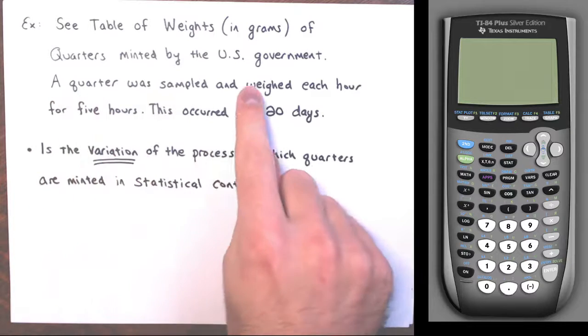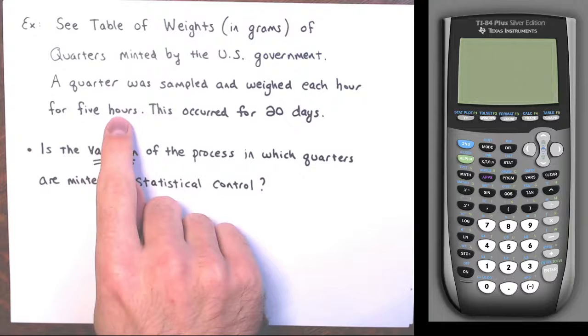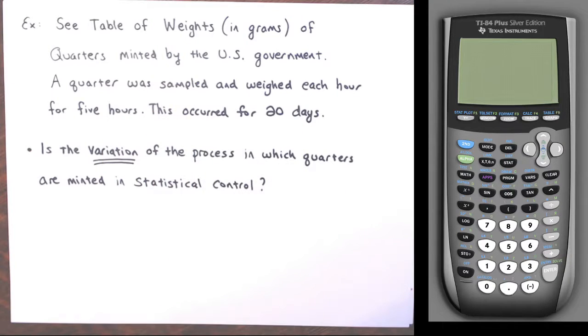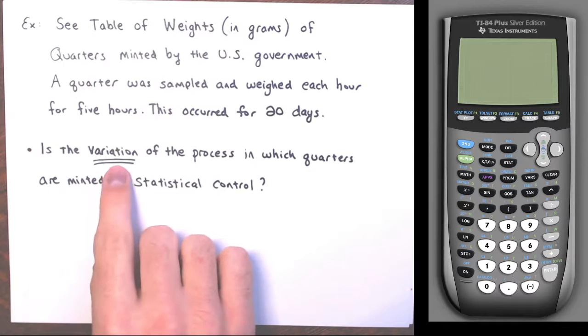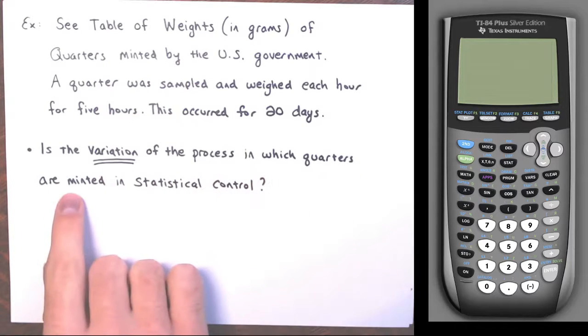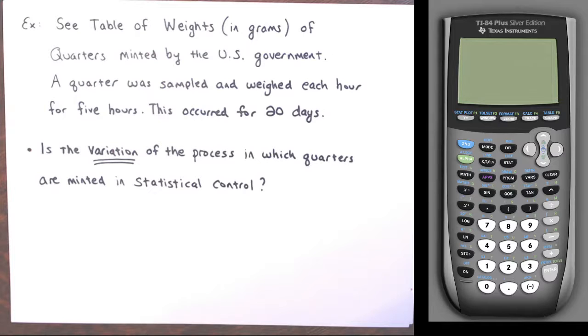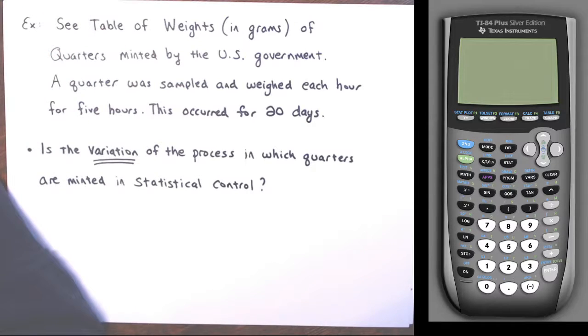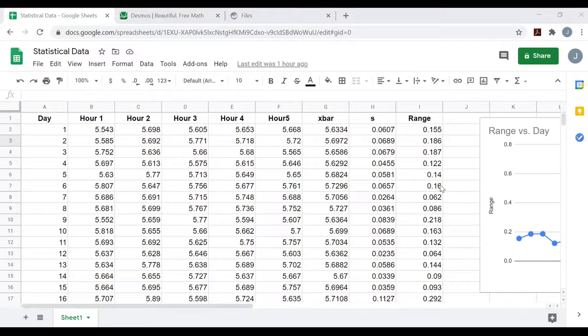So a quarter is sampled and weighed each hour for 5 hours. And this is done for 20 consecutive days, right? This occurred for 20 days. And then we monitor the variation, and the question is: is the variation of the weights during this process in which quarters are minted in statistical control? All right, so let me show you this table that I'm talking about here, this table of weights. All right, so I've got this in my Google Sheets here.